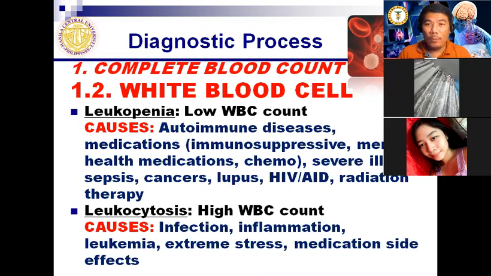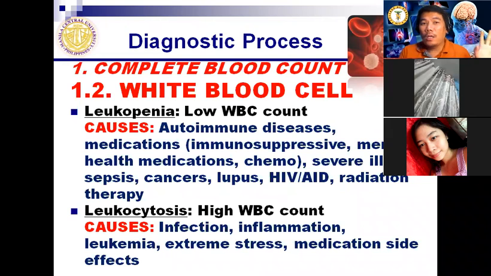So when it comes to immunosuppression, there are immunosuppressive drugs such as chemo drugs, and other drugs as well. Radiation therapy and chemotherapy are immunosuppressive procedures also. So expect them to have low WBC. And that's what we call leukopenia. For leukocytosis, we have a high WBC count.